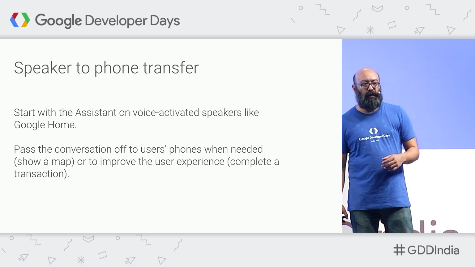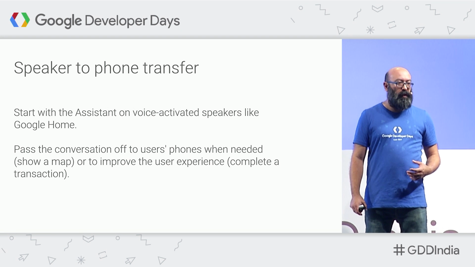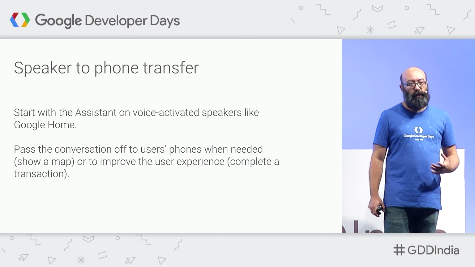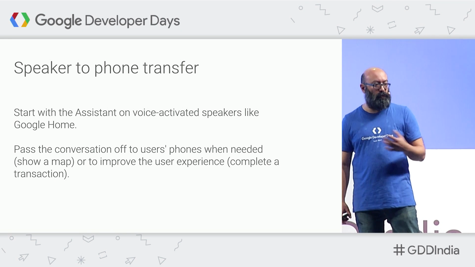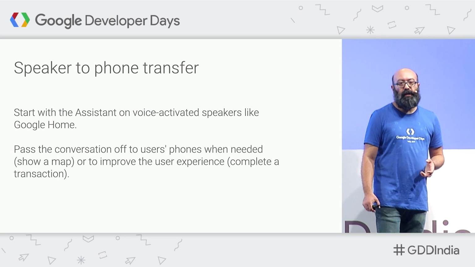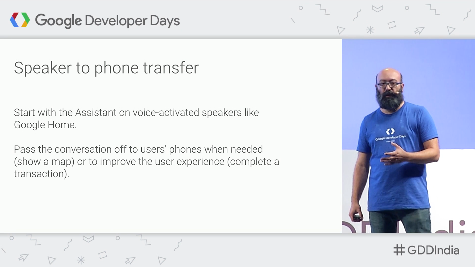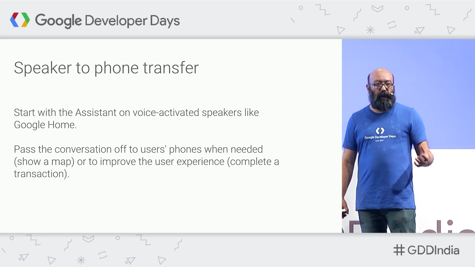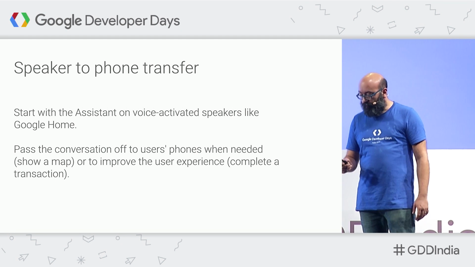One is, in some cases, maybe you start on the speaker, but then you want to show an image to the user, and now you can do it by saying, hey, can I use your phone to show an image that will better convey my message? Or in some cases, it is to give them a better user experience. So for example, when you want to complete a transaction or a payment.